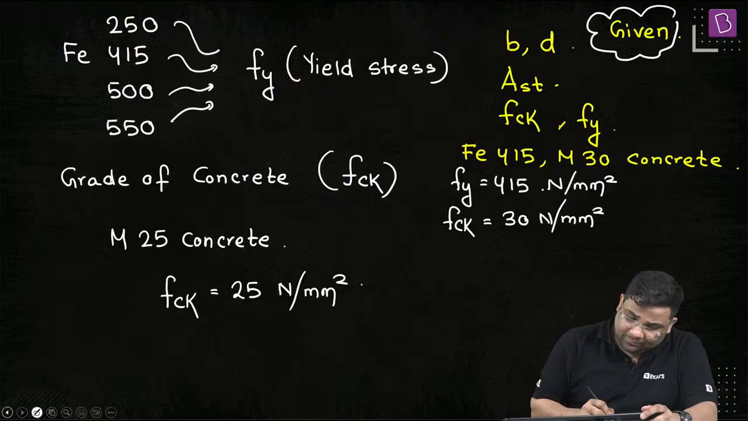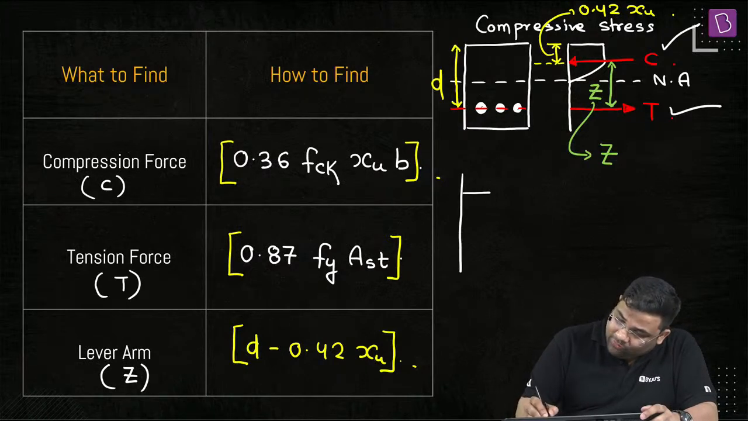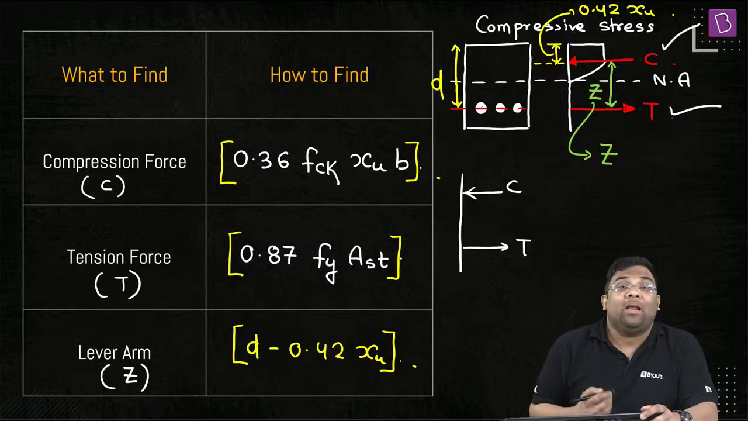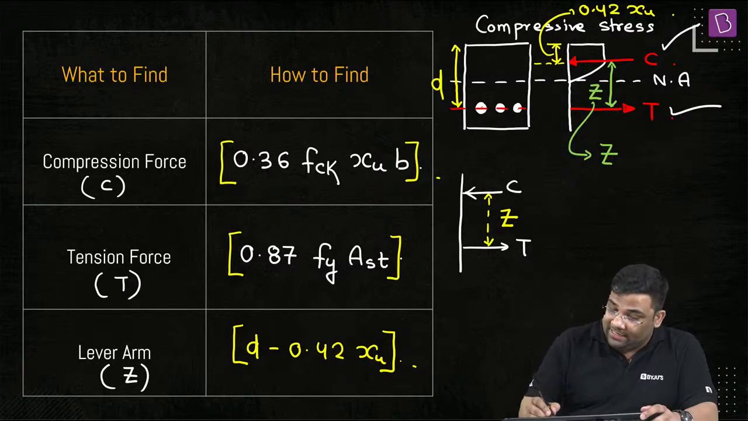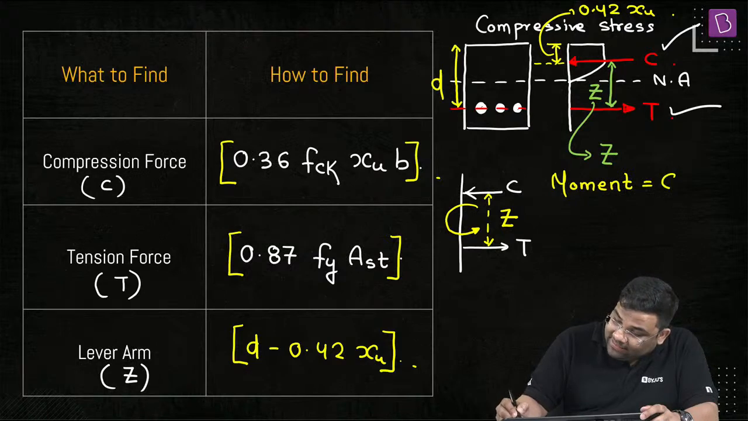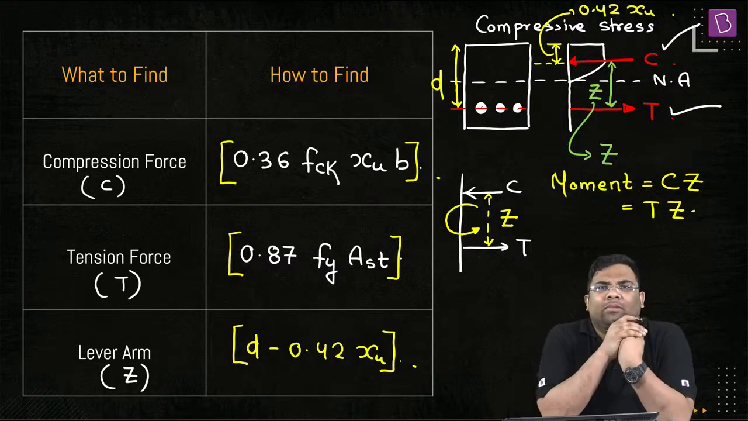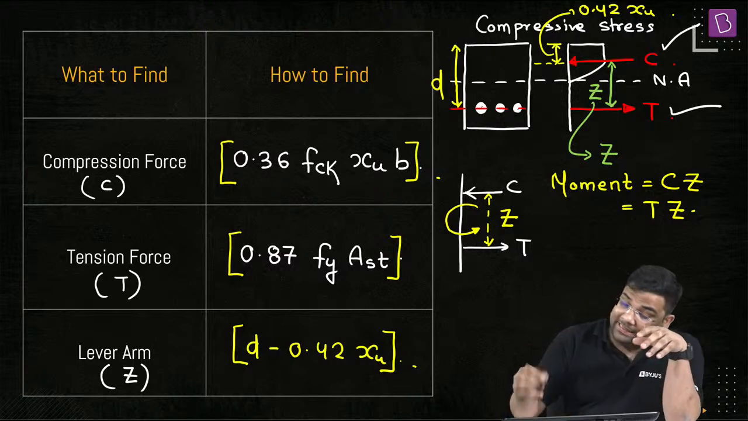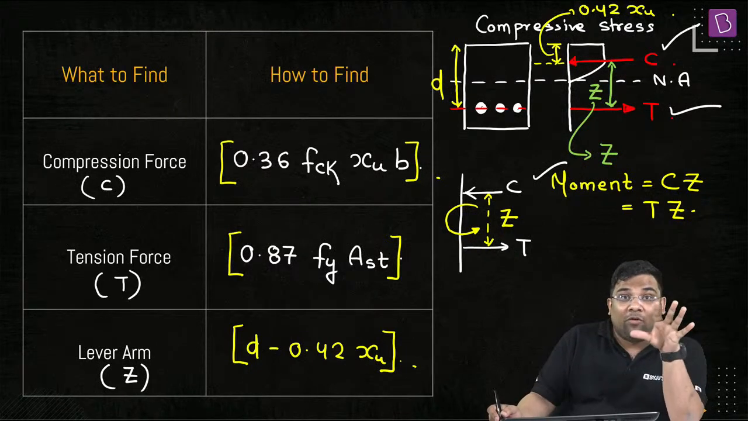Now you see here, C is equal to T. Suppose this is the cross section. We are getting a compressive force and a tensile force, and C is equal to T. That means they are generating a couple, and every couple will have a particular moment. What is the moment generated? It can be C into Z or T into Z. How do you find the moment of a couple? Force into lever arm. And this moment is known as the moment of resistance.